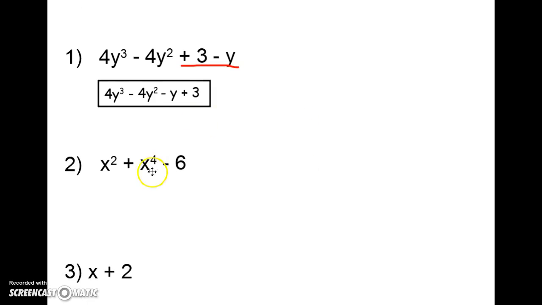For number 2, we can see right away that this x to the fourth power is going to need to switch spots with this x to the second power. The constant was listed last on that, so we're good to go in that situation. And we're going to keep all the signs the same. So x to the fourth power and x squared both positive, they remain so. We will put on our minus 6 there at the end, and that's all it is.